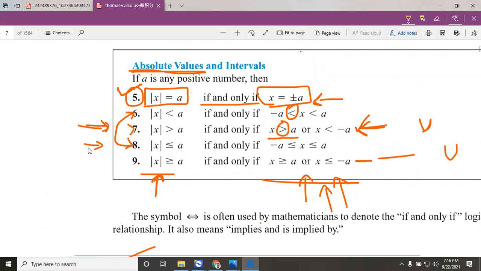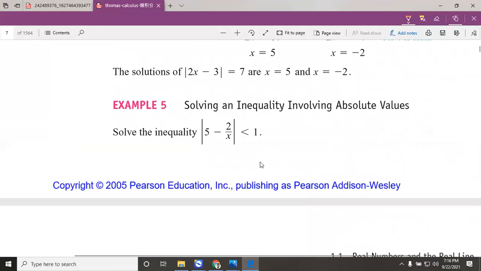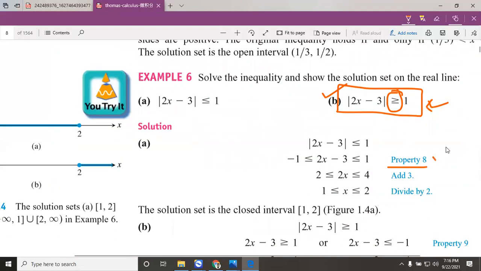Property 8 here. The absolute value of x is less than or equal to a if and only if x is greater than or equal to minus a and less than or equal to plus a. So in the Thomas calculus book, we use property 8 here. Okay.